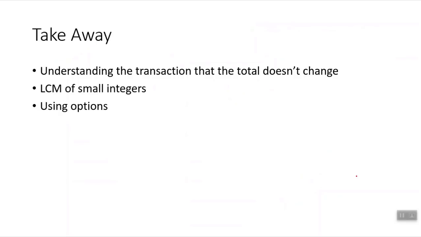So what is the learning? The first and foremost is understanding what the transaction has changed or not changed. The transaction in this case did not change the total number of marbles. Then to be able to work with small integers, LCM of 11 and 13 for example, and then to be very efficient, you can use the options to come to the answer. You could have worked it out all the way, you would not have lost too much time, but whatever.